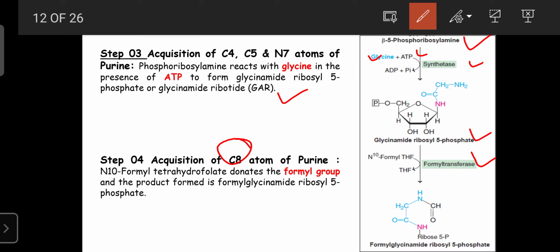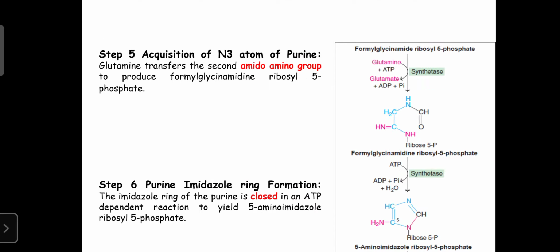So that formate can donate the formyl group to the GAR, or glycinamide ribosyl 5 phosphate. Step 5 is known as the acquisition of the N3 atom of purine. That is the addition of a nitrogen atom at the third position of the purine ring.